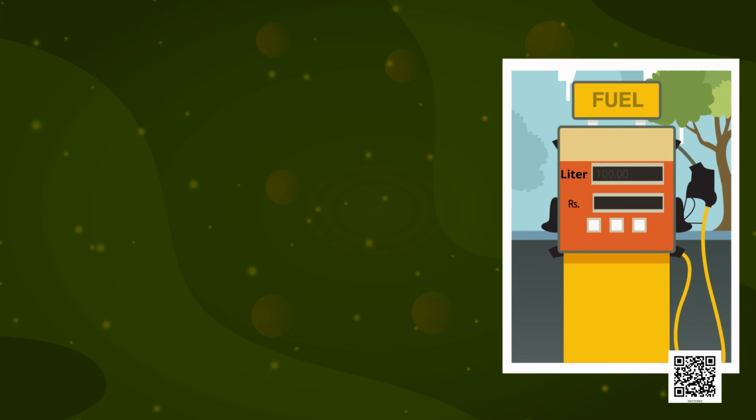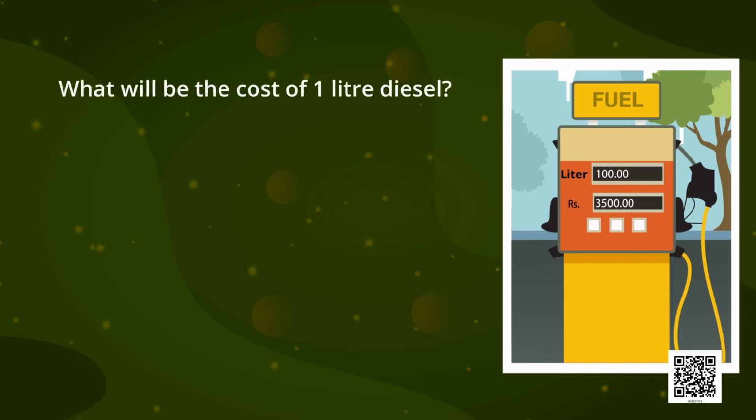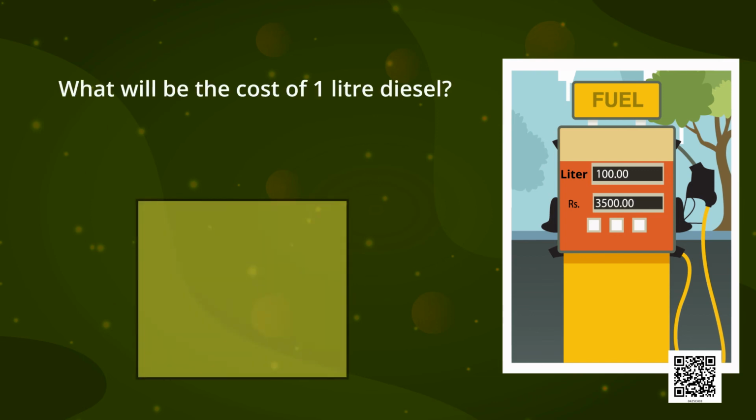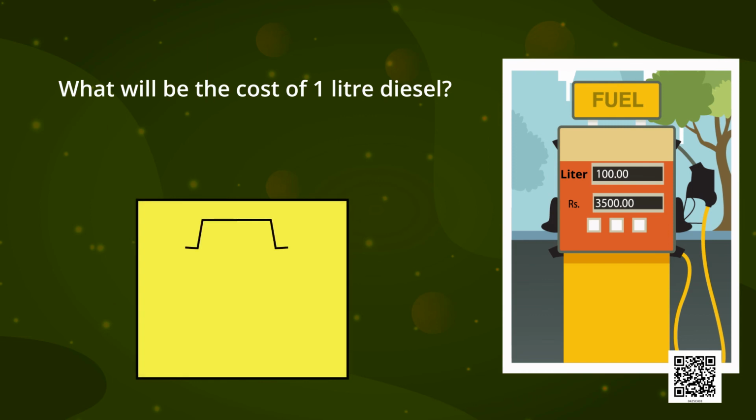The students watch carefully the price mentioned at the fuel station. They see 100-liter diesel is filled in the bus and it takes 3,500 rupees. So what will be the cost of 1 liter diesel? Now for this, we will divide total money, that is 3,500, by the amount of diesel, that is 100.